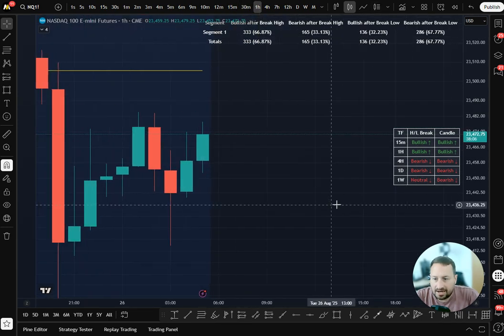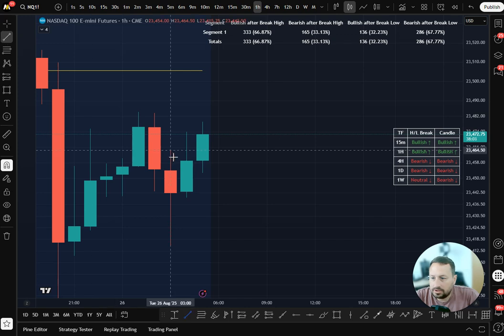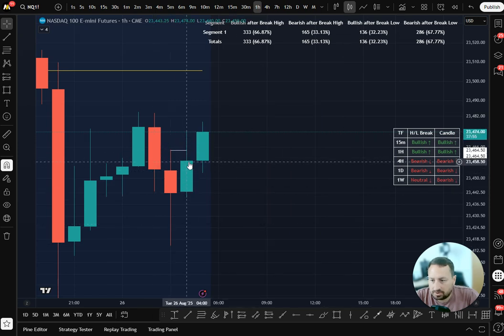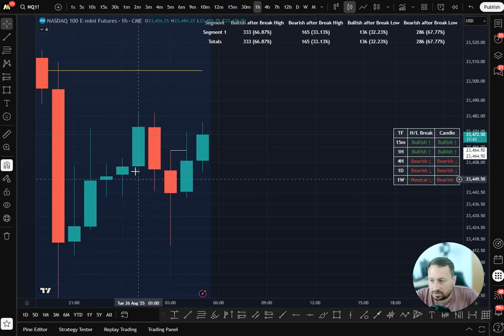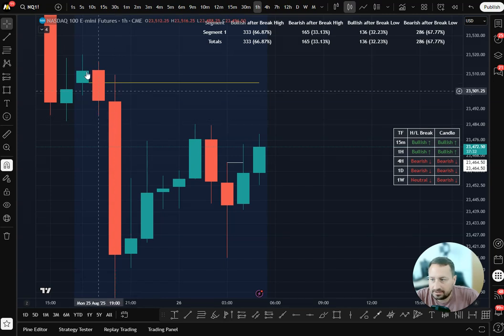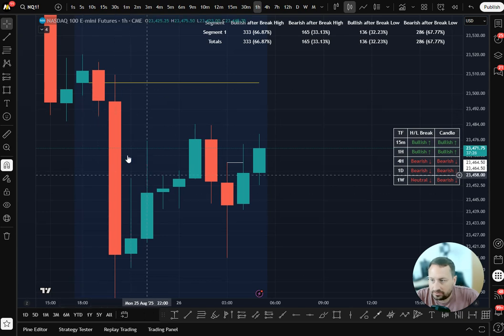So if we look at an hour candle, we broke the previous hour high, and the candle closed bullish. We've broken the previous hour high, we expect the candle to close bullish. We took the previous candle low, we expect that to close bearish. You can see how this goes. Take low, close bearish. Take high, close bullish. Take high, close bullish, and so on and so on. Even this massive candle here, we took the low of that candle, and you can see how that carried on through.